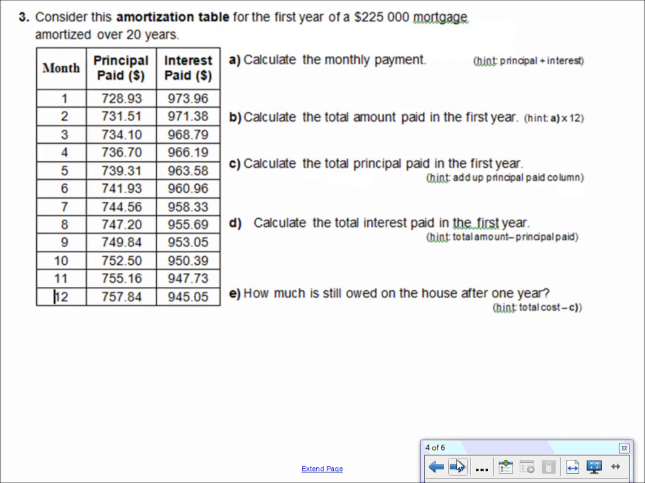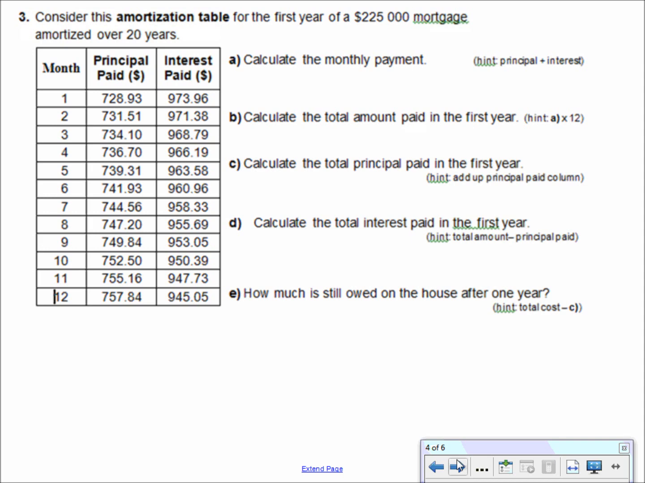Okay. Consider the amortization table for the first year of a $225,000 mortgage amortized over 20 years. Amortization tables are like we see here. They tell us the different months, how much is being paid, how much interest, etc. And then you can calculate a whole bunch of information based off of this amortization table. Again, the question gives you hints. So when you're doing the homework, this would be another page to have out to help you.